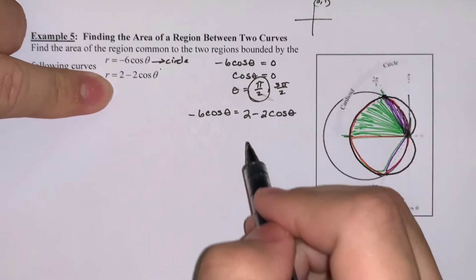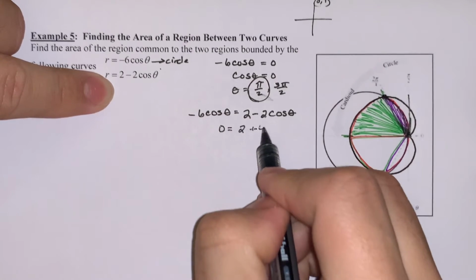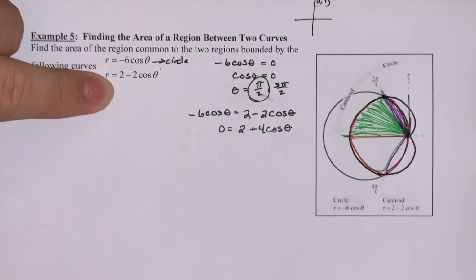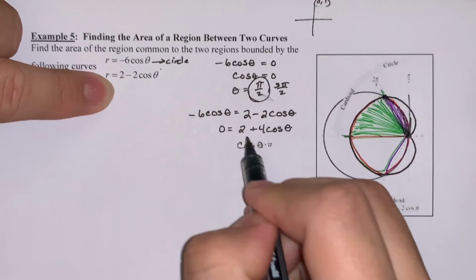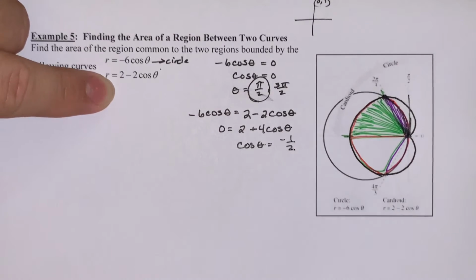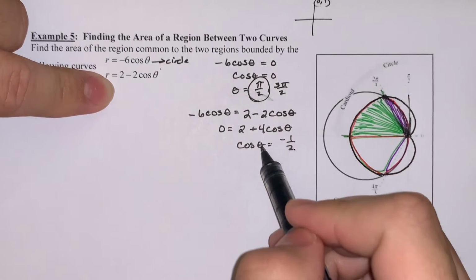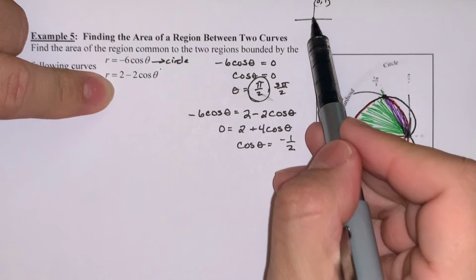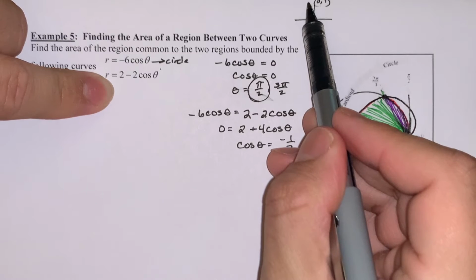So I'm going to add 6 cosine theta to the other side, so that'll be 0 is equal to 2 plus 4 cosine of theta. And then if I subtract 2 and divide by 4, cosine of theta will be -1/2, right? And so I'm going to think about my unit circle. Cosine of what angle gives me -1/2? I know -1/2 will be kind of like in here, so that'll be some kind of pi over 3.